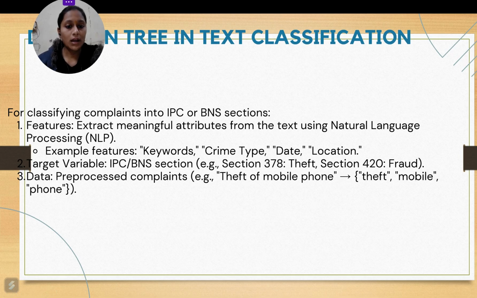Now, for classifying complaints into IPC section, first is features: extract meaningful attributes from the text using natural language processing, for example, features like keywords, crime type, date, location. Second is target variable, for example, IPC section. Third is data: preprocessed complaints, for example, theft mobile phone.